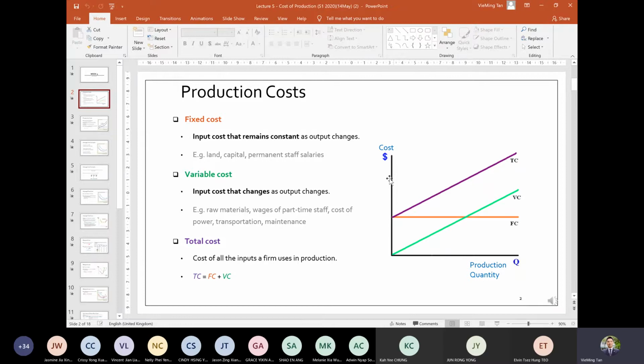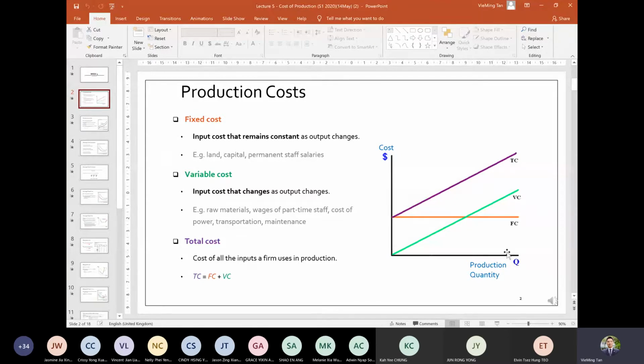Okay. So you may find that before the company starts producing any product, zero product, the cost has already happened. And when the company increases the number of production, the fixed cost still remains the same. Okay, always remains the same. That's why it's a horizontal curve.